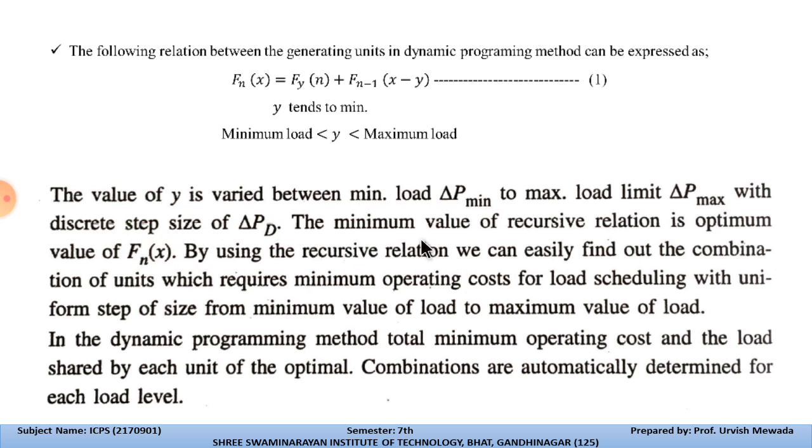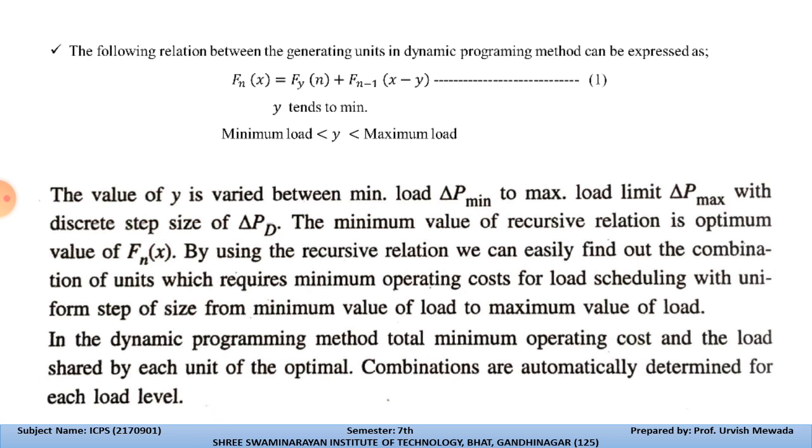By using the recursive relation, we can easily find the combination of units which requires minimum operating cost for load scheduling. From that we can understand that this value describes the unit which is available and which has the best efficiency for the generation. Also, in the dynamic programming method, the total minimum operating cost and the load shared by each unit of the optimal combination are automatically determined for each load level. So this method describes all the units that we connect according to the load demand.